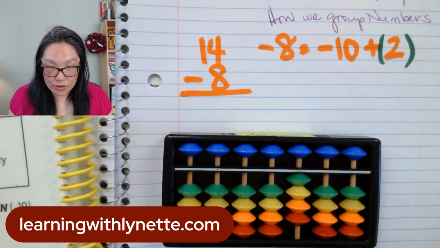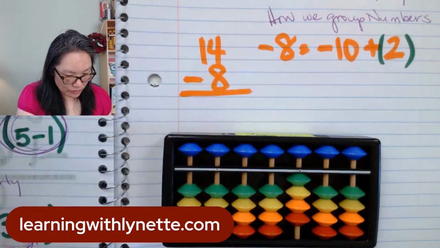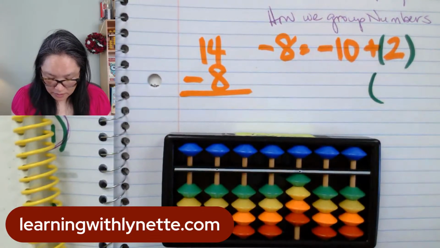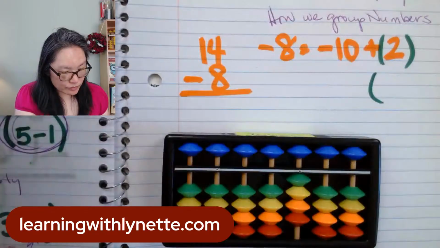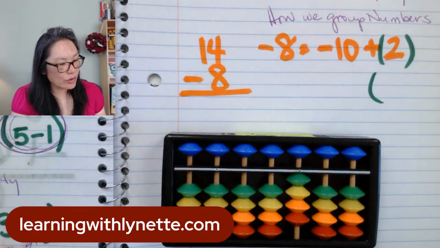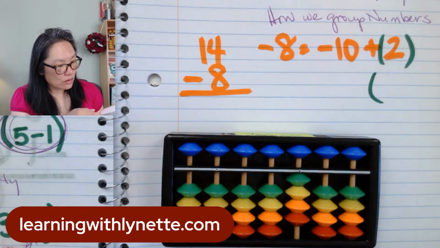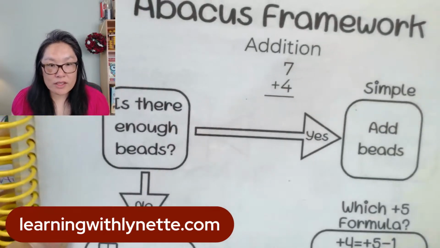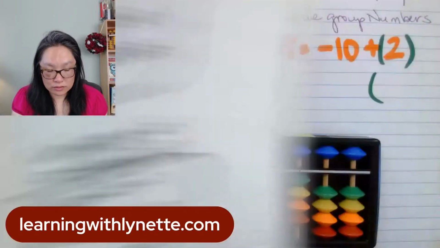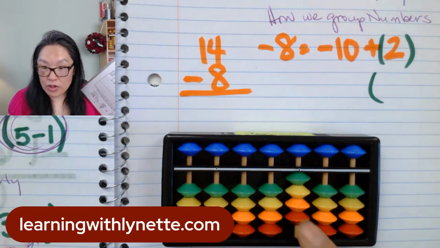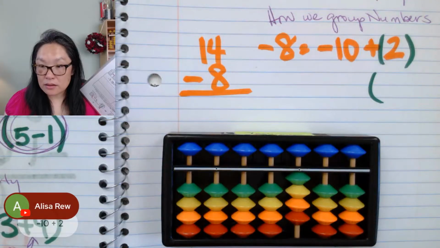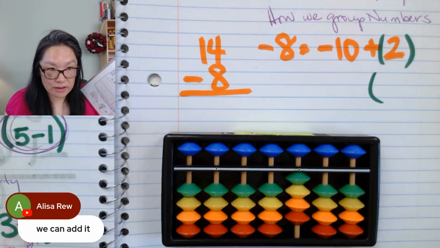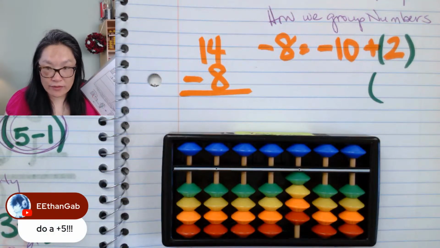What can we do with the 2? What do we want to do? We want to plus the 2, right? The question is, do we have enough beads to add the 2? Is there enough beads to add the 2? No, there isn't. Oh, wait, there's that one, right? And then there's this one. We can add it. Yes, we can. We have to do a plus 5.